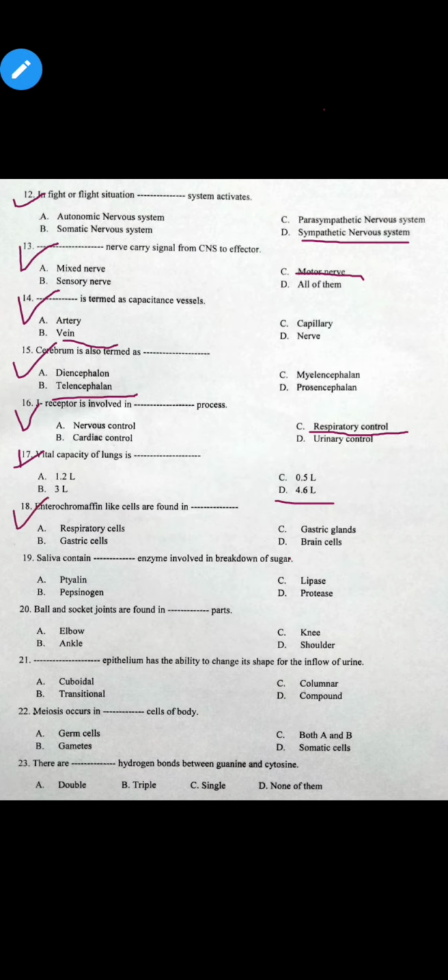MCQs number 18. Enterochromaffin-like cells are found in option A respiratory cells, option B gastric cells, option C gastric glands, and option D brain cells. So the correct option is the option C. So enterochromaffin cells are a distinct type of neuroendocrine cells in the gastric mucosa underlying the epithelium, and enterochromaffin-like cells are found in gastric gland. MCQs number 19.